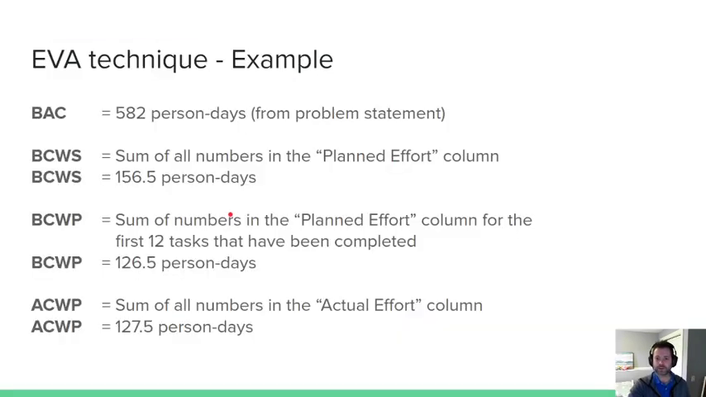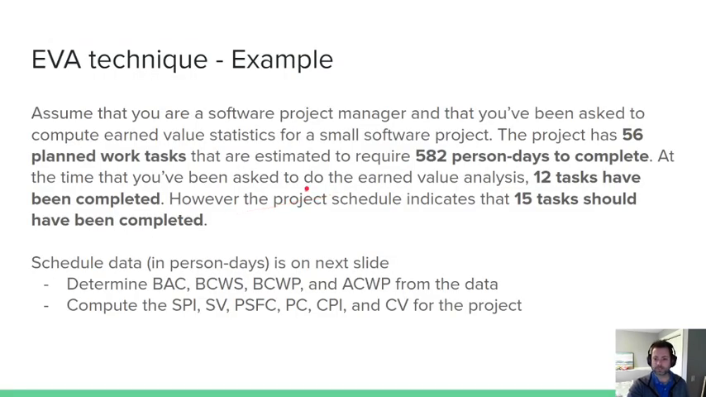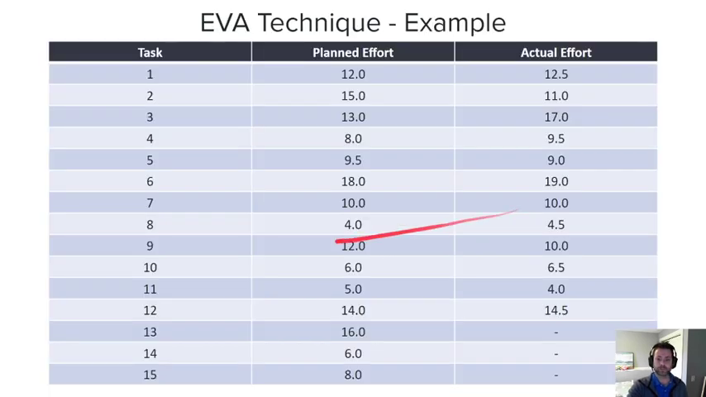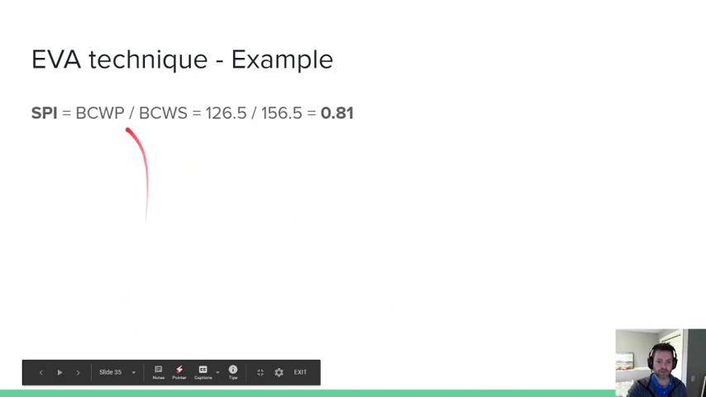So I'm actually going to stop here. We're actually pretty much at the end anyway. But I've got an example which kind of walks you through and kind of doesn't. You have X planned work tasks, you have Y planned work days. 12 tasks were completed, 15 should have been completed based on these numbers. And how much effort each task took versus what we thought, we can calculate these starting values. You can plug these starting values into those ratios or those subtractors.